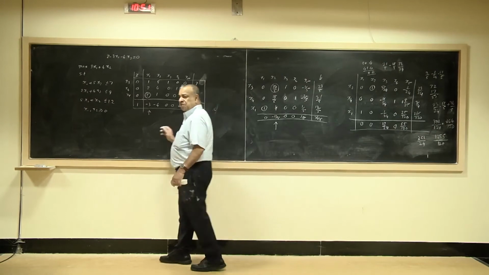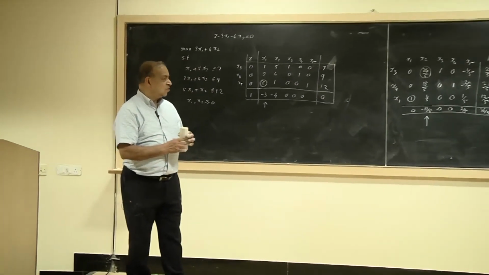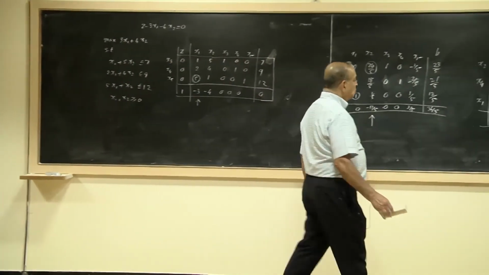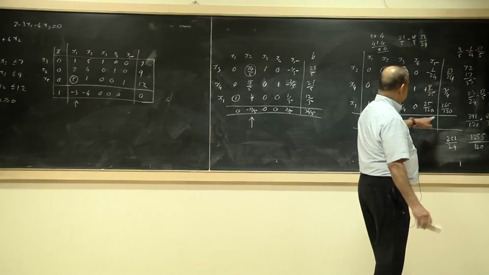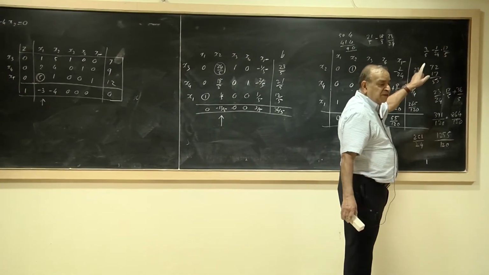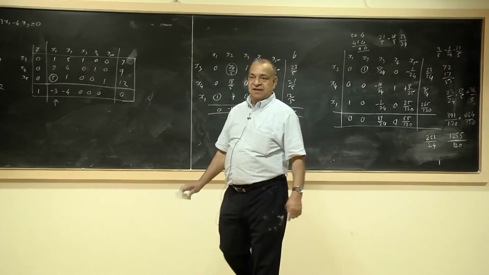So basically the principle is this. And then what is the solution now? The solution is x1 must be 265 over 120 and x2 must be 23 over 22. Something like that. So this is the simplex algorithm.